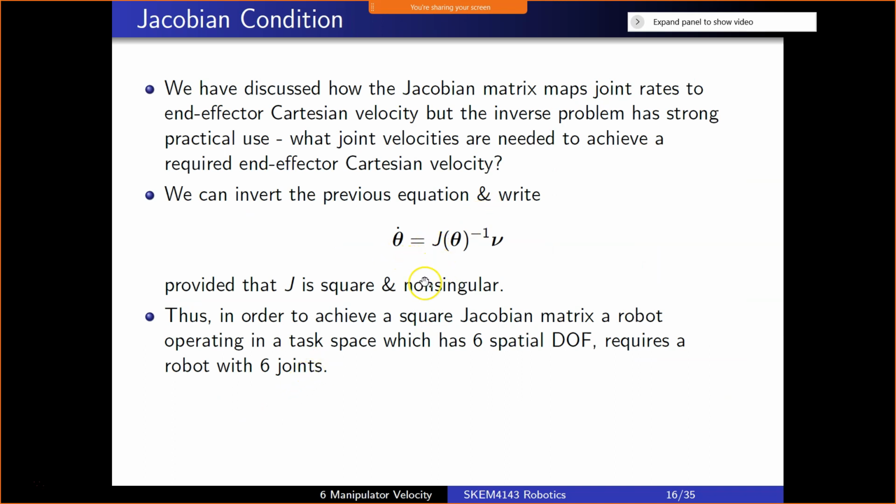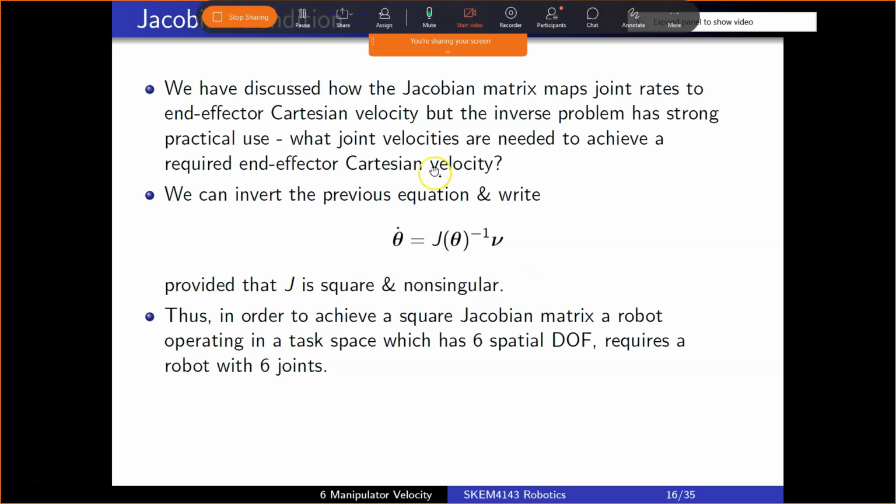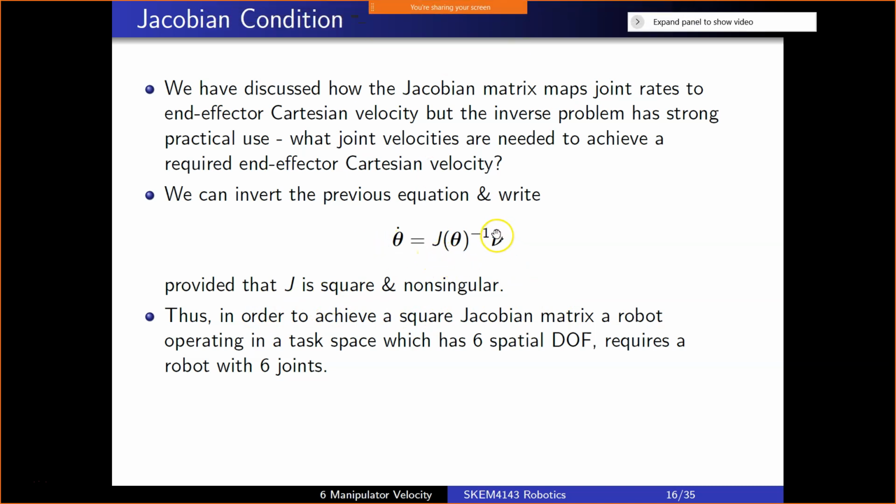So it depends on your J matrix whether you can perform the inverse or not. And J has to be non-singular as well. So these are the two conditions for us to be able to compute the inverse of J. Number one, it has to be a square matrix. The second condition, it has to be non-singular. So what does that mean, right? So let me try to write it.